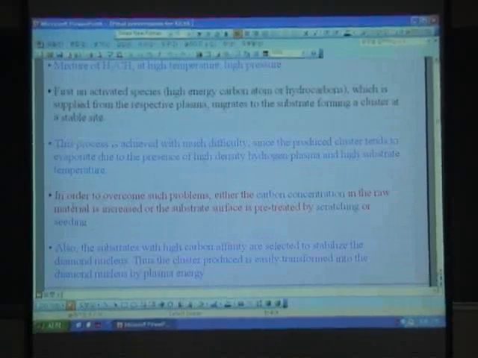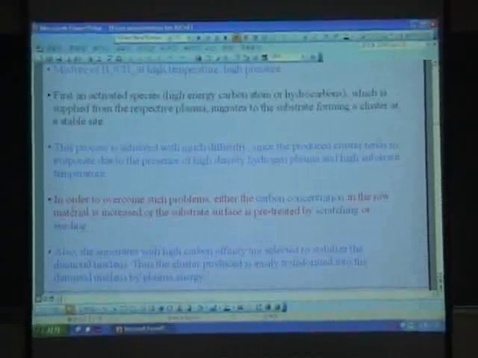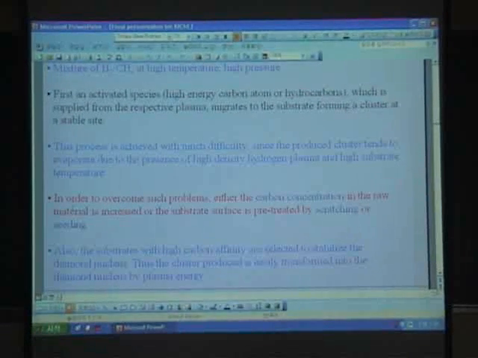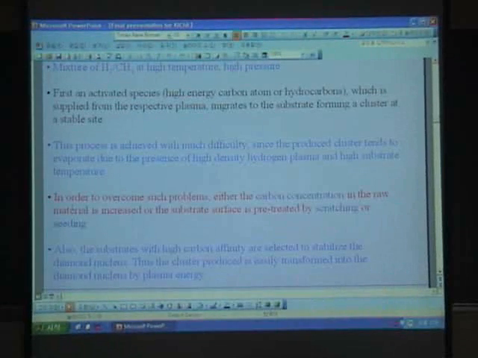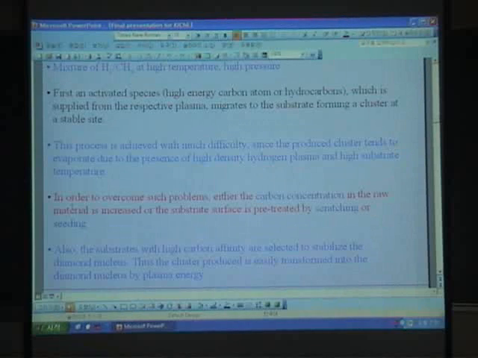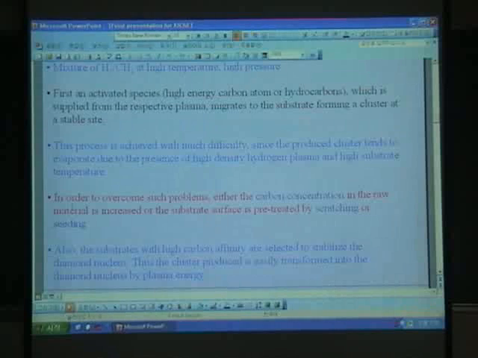So here I will briefly tell about the HFCVD process, which was first proposed by Japanese scientists and their co-workers. They use a tungsten filament, and I also use a tungsten filament here. The aim of this is to dissociate molecular hydrogen into atomic hydrogen.